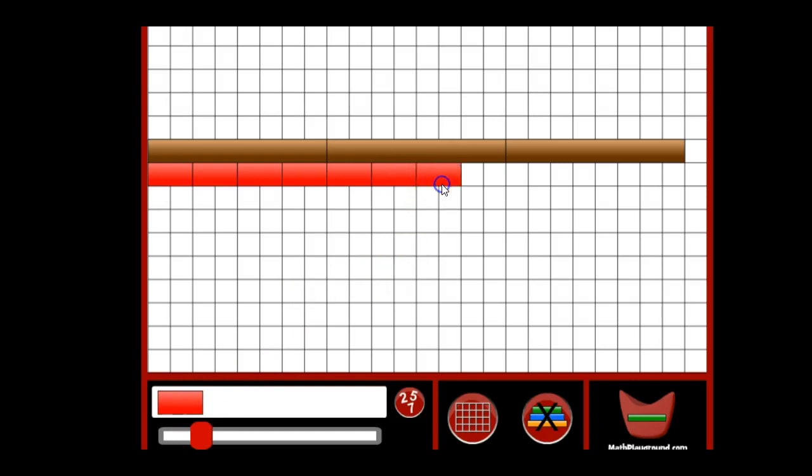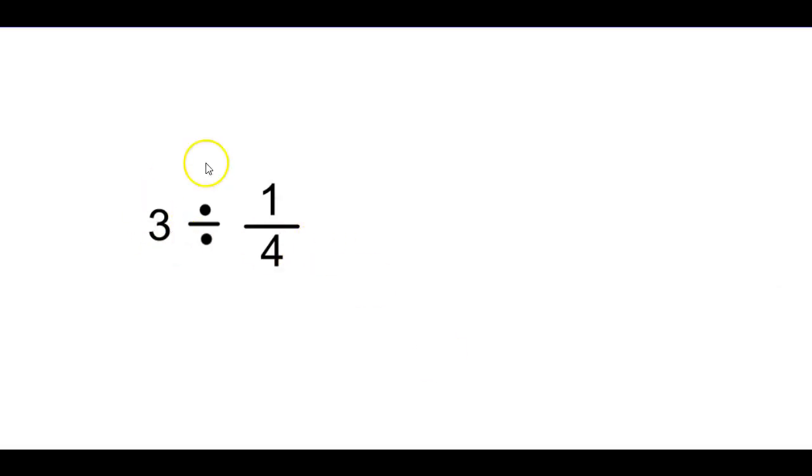There's 6, 7, 8, and then 9, 10, 11, and 12. And some of you may be saying, I know that one whole is 4, and I got 3 of them. Just say 3 times 4 is 12. And that's great thinking. And keep in mind, that's what we do in the algorithm. We say 3 divided by 1/4. You switch this to multiplication. You flip this, and you get 3 times 4, which is 12.